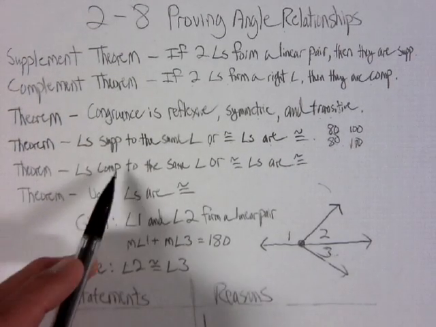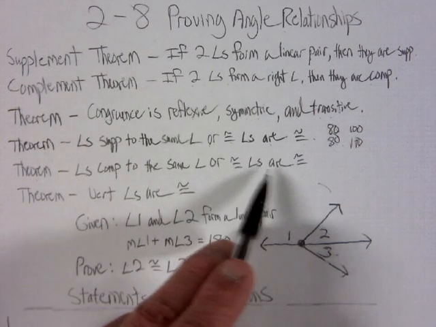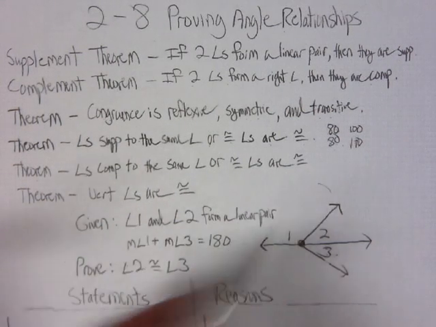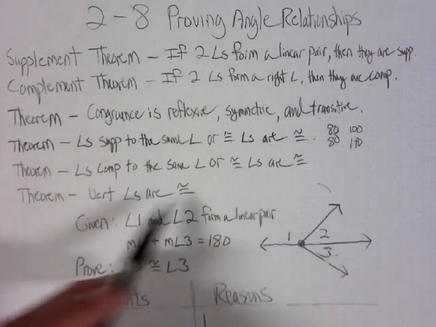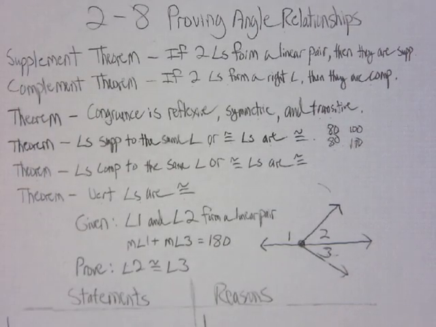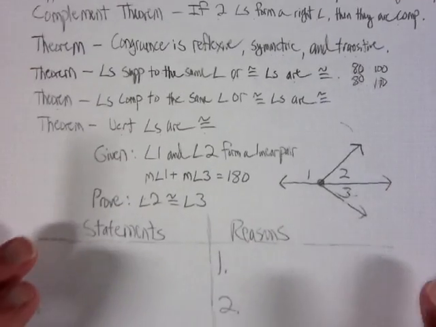Likewise, angles complementary to the same angle or congruent angles are congruent for the same reason. And then the last one, vertical angles are congruent. That's a fact that we already talked about. All right, so let's jump into the proofs now.